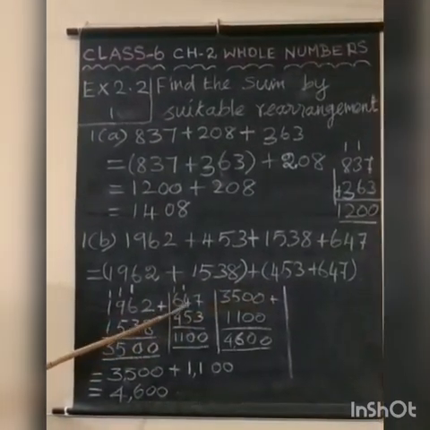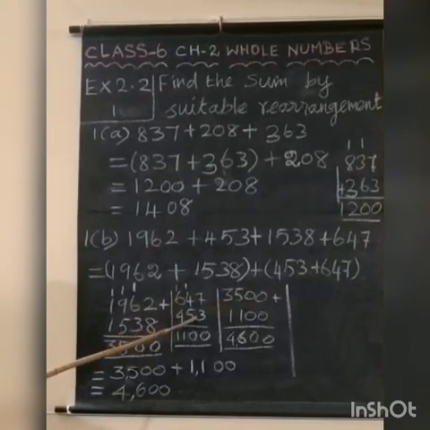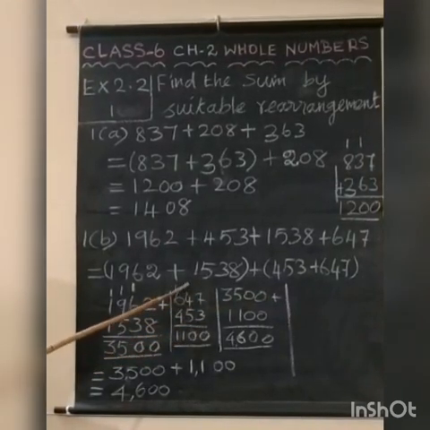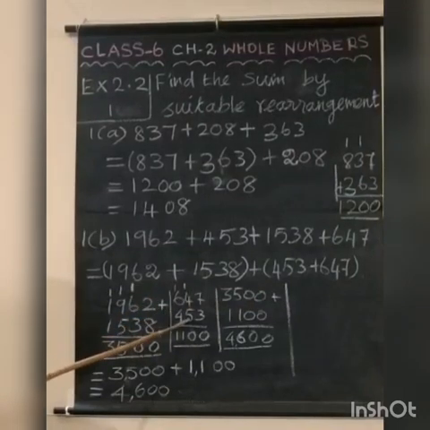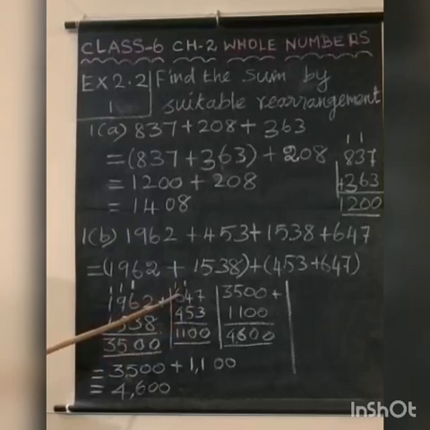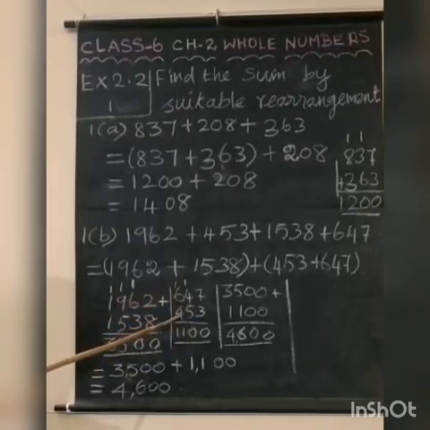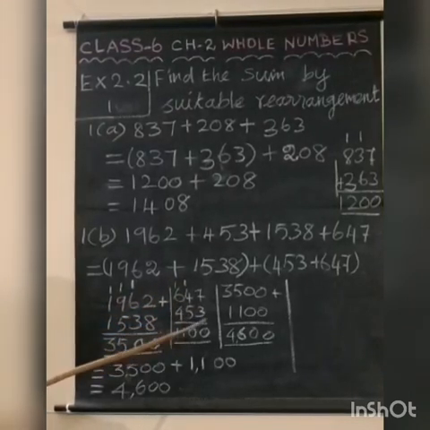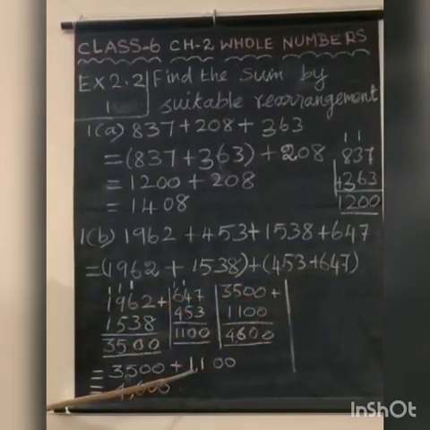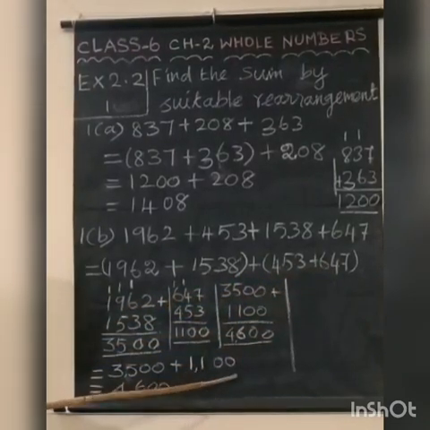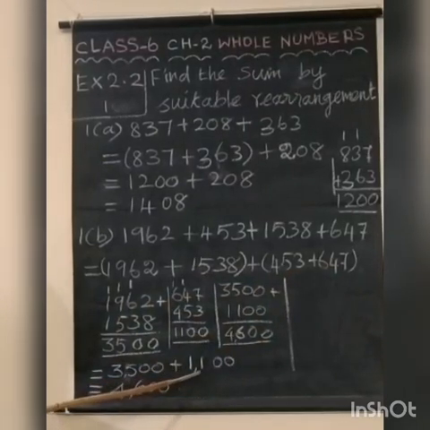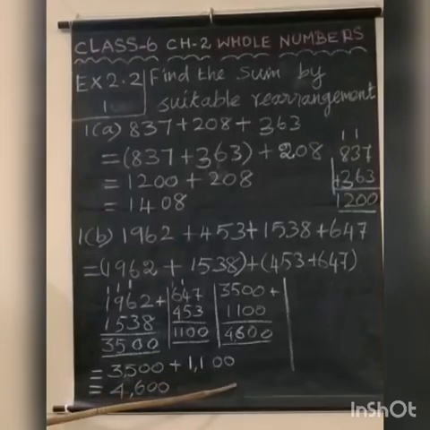Okay, 647 plus 453. 7 plus 3 is 10. Carry 1. 4 plus 5 is 9. 9 plus 1 is 10. Carry 1. 6 plus 1 is 7. 7 plus 4 is 11. So 453 plus 647 is 1100. Okay, then 3500 plus 1100 is added.